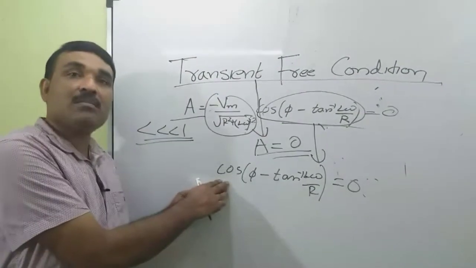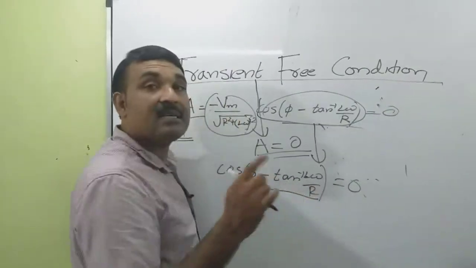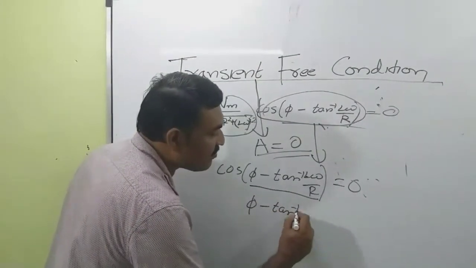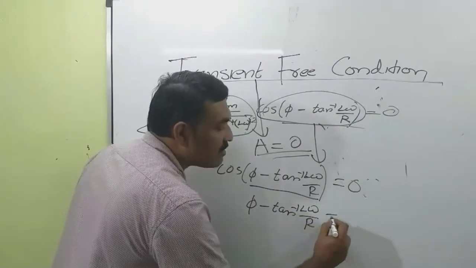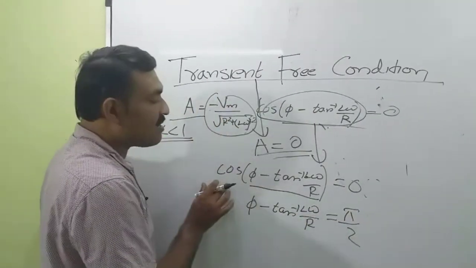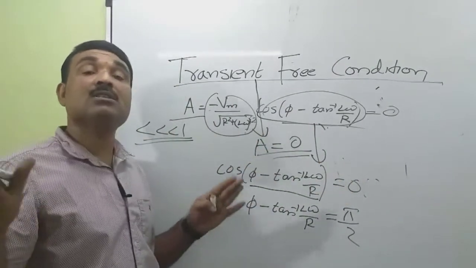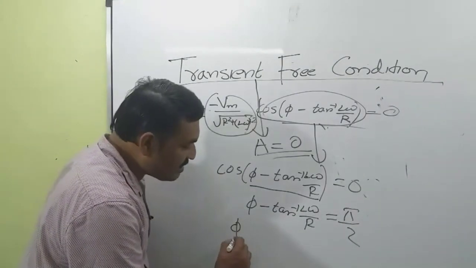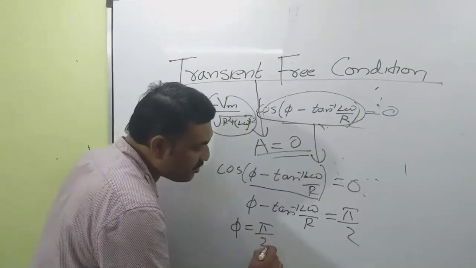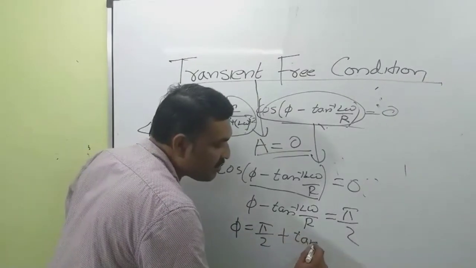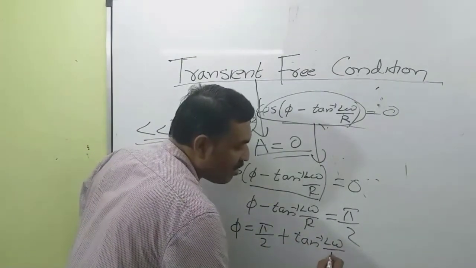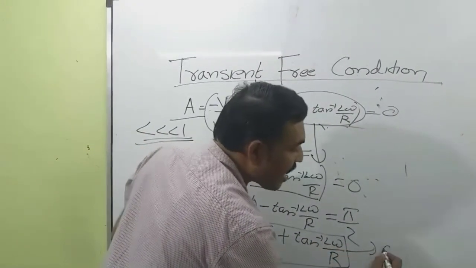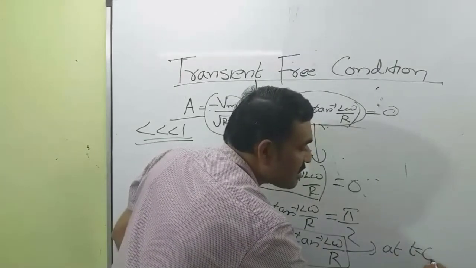This cosine function becomes 0 when this angle is equal to pi by 2. So we can write phi minus tan inverse L omega by R is equal to pi by 2. Then the cosine of this term is equal to 0, since cos pi by 2, or cos 90, is equal to 0. Or we can write phi is equal to pi by 2 plus tan inverse L omega by R. This is the condition for transient free response. This is happening at t equal to 0.